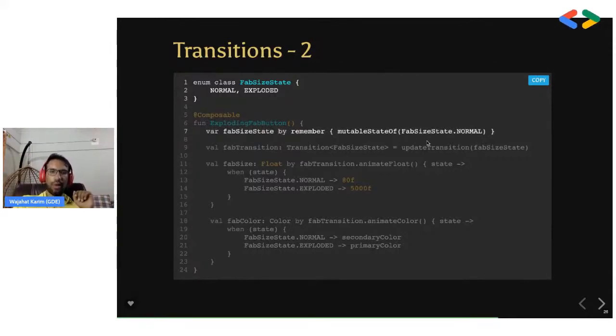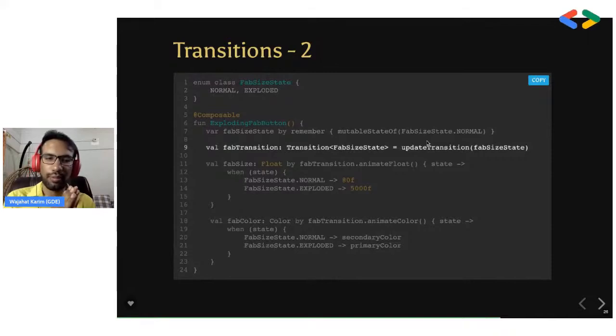Now I create a state of size, and then I create this fab transition variable. This transition variable is of type Transition, just like this class. And I have this method, updateTransition, from the composable, and I need to pass the state value inside. Now this transition will allow us to do a lot of things with this state, and we can use this state inside our component.